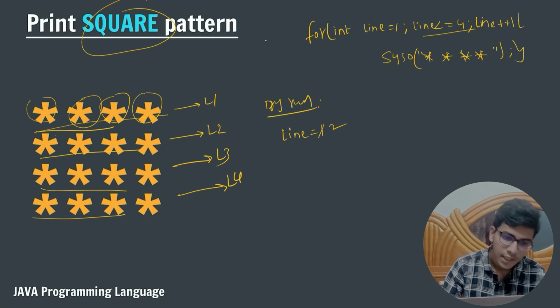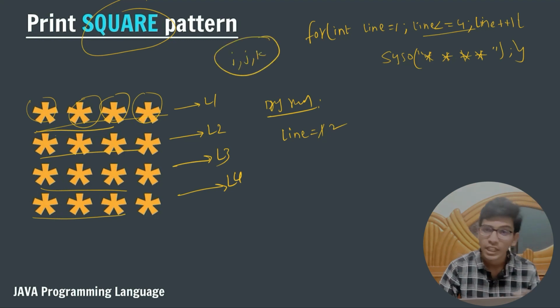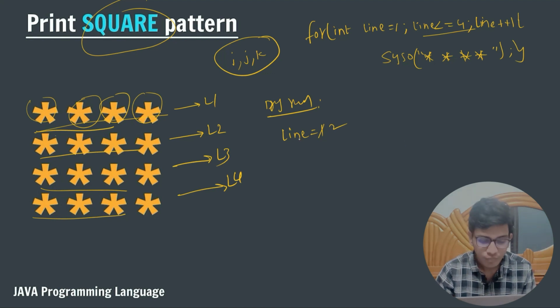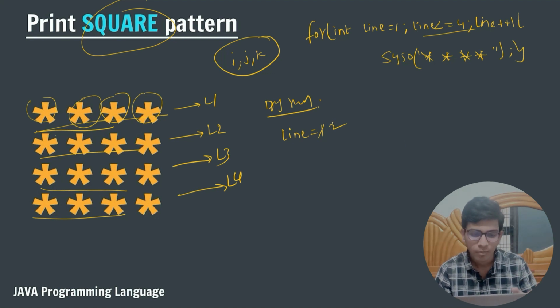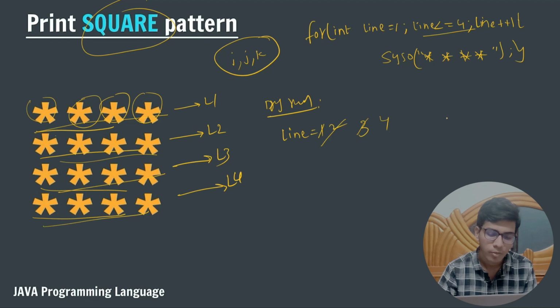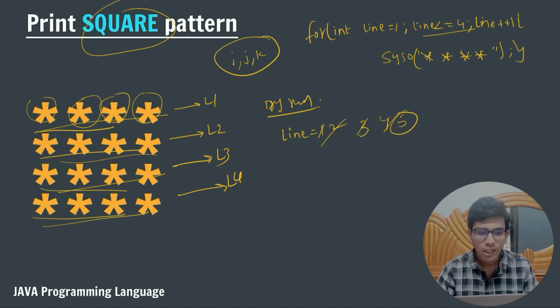I want to tell you one thing: when it comes to loops, the common iterator variables we use are I, J, K. Most coders use these as iterators. Here we have taken line as our iterator. So the value of line will become 2. Again, the condition is true. Then the second line will be printed and line will become 3. The third line will be printed and line will become 4, and the fourth line will be printed and line will become 5. The condition is false, so we will stop the for loop. So this is the dry run and the working of our for loop for this particular question.